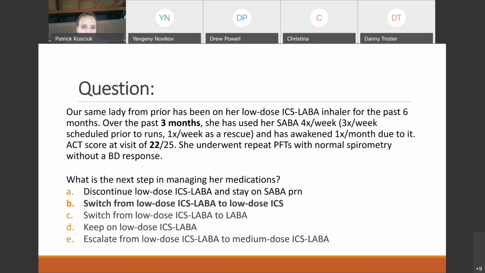In switching from the low-dose ICS LABA to a LABA alone, this has high mortality in asthma. So you should never have a LABA alone without an ICS. And this woman's symptoms are well controlled, so you should not escalate her therapy. Notably, when we're talking about well controlled or not well controlled, again, you're looking at their SABA use over the course of the rescue use and not when you schedule it prior. So really, this woman has only needed it once over the week for the purposes of control.